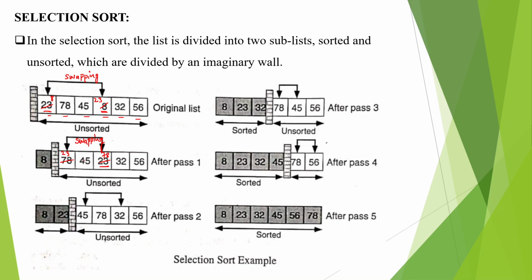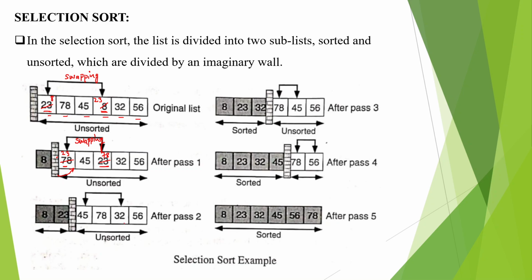So after the swapping, because the smallest element in the unsorted list is at the beginning, move the imaginary wall one step ahead. From here it will come here. See, we got 23 on the other side of the imaginary wall. 23 is shifted to the other side of the imaginary wall. So now in the sorted list we have 2 items, and in the unsorted list one item less. Only 4 items we have.